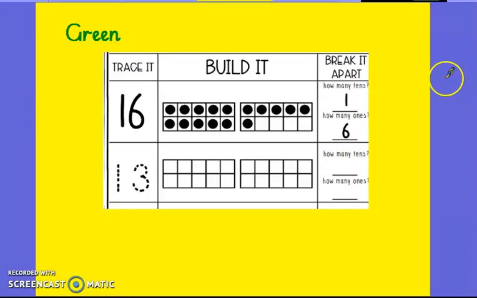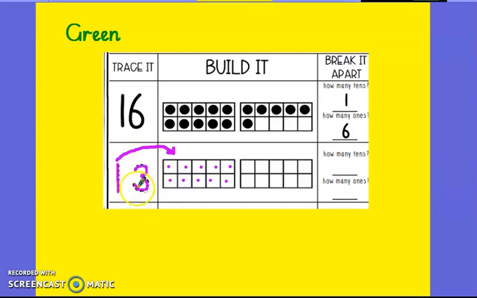Green group, you're going to be having a go at building the numbers on your 10 frames. So you're going to trace the number, practice writing it and drawing it. So we're going to start at the top, practice writing and drawing your number, and then we're going to draw it in the box. So we need 1 10, so that's your 10 here. You're going to put your 10 in here. 1, 2, 3, 4, 5, 6, 7, 8, 9, 10.